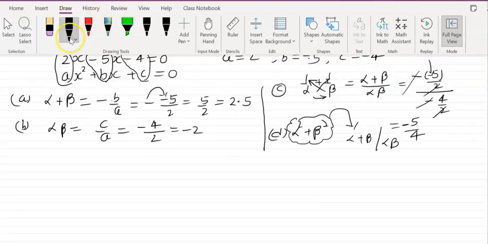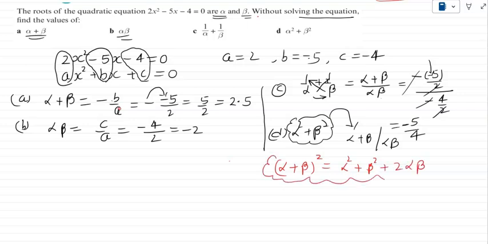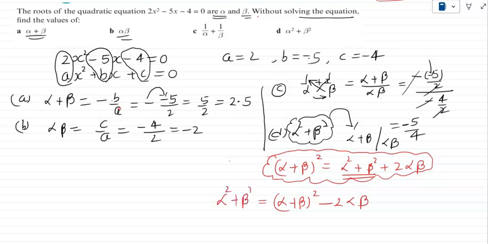So if you see the alpha plus beta whole square formula, we can write it as alpha square plus beta square plus 2 alpha beta if you expand it, isn't it? Yeah. We need to find alpha square plus beta square. So you make it the subject and it should be alpha plus beta whole square minus 2 alpha beta, and that should be alpha square plus beta square. Are you okay with that?